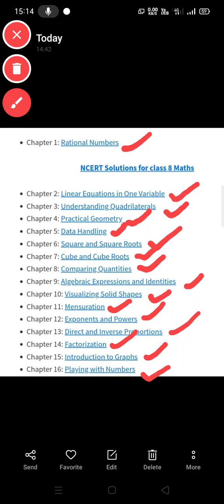This 8th class syllabus is also a continuation of the 7th class, except for two or three chapters. Every chapter is a continuation from the 7th class syllabus. We will discuss this later.